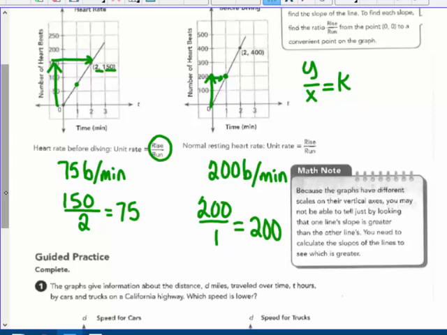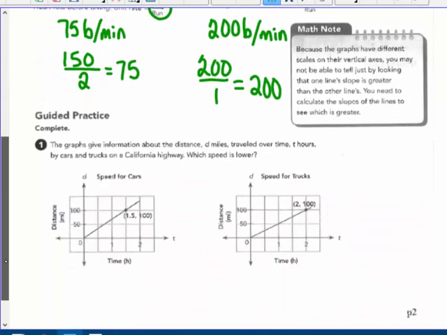Because the graphs have different scales on their vertical axes, you may not be able to tell just by looking at the slope that one's greater than the other. You really need to calculate the slopes of the line to see which is greater. And you need to pay attention to the scale. This is counting by hundreds. This is only counting by 50s.